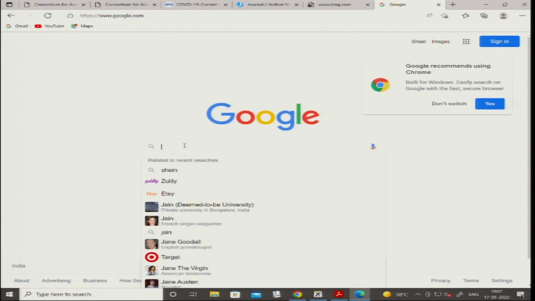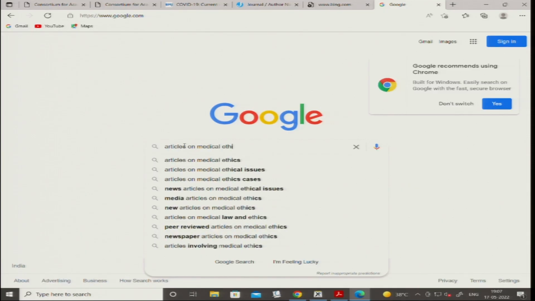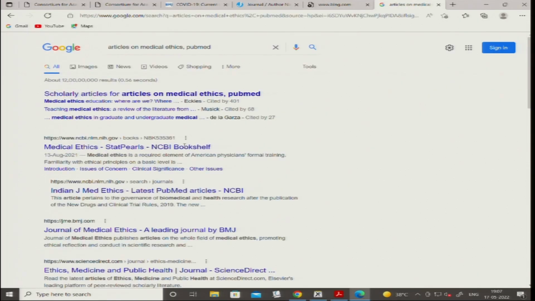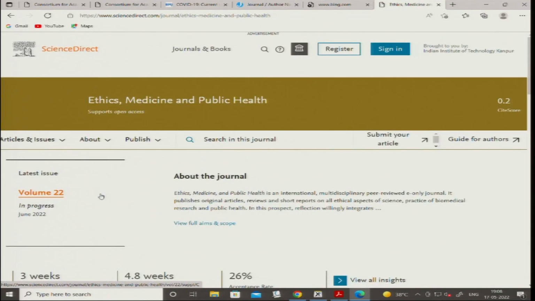So let me go through again. Suppose you have to find articles on medical ethics. Any area of research you can choose, any article you can choose. You may have an article and want to ensure whether it is an authentic article or not. Or you can choose an article in Google from your area of research. So suppose we choose this article. Yes, now it's giving the journal list.